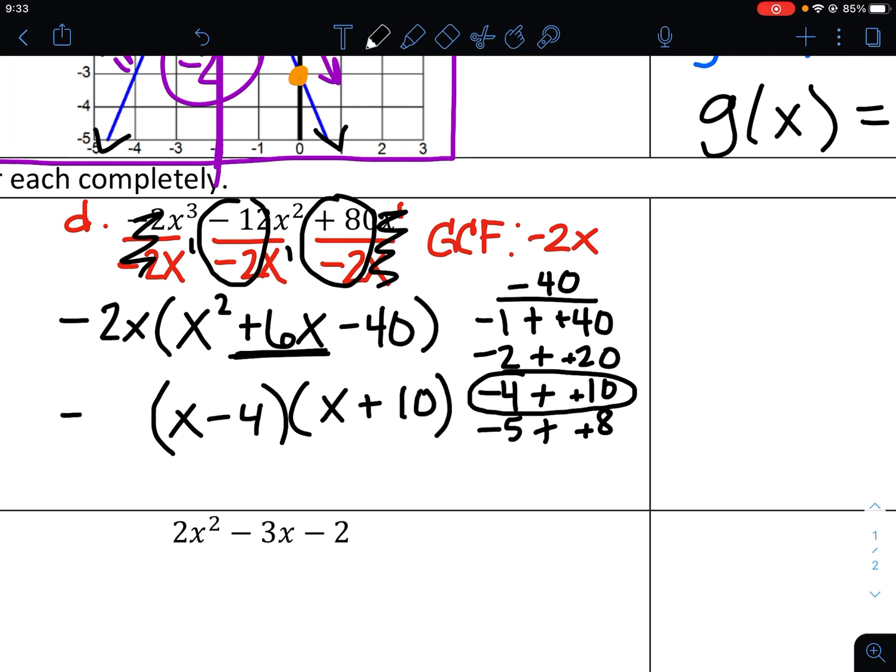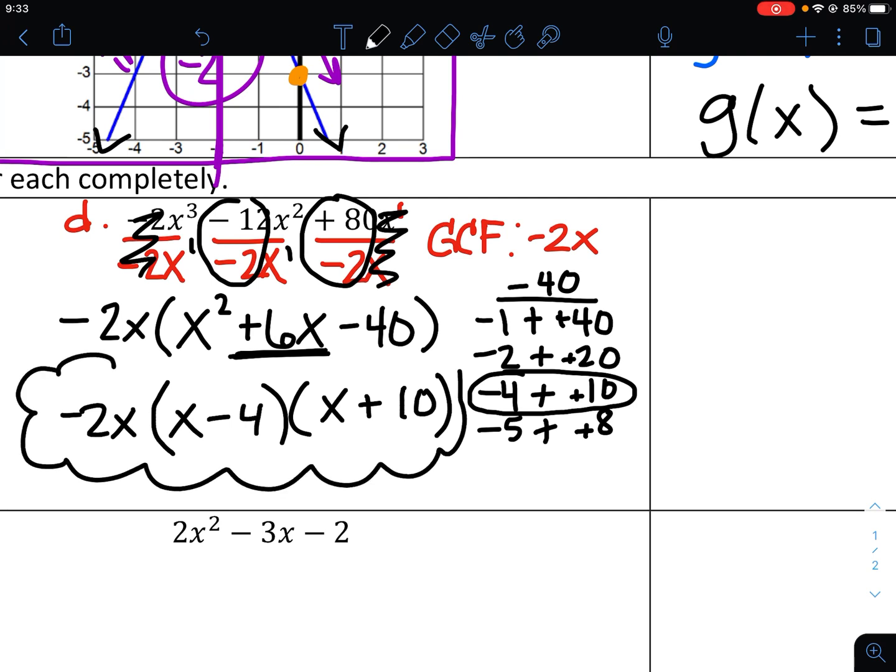But don't forget that that negative 2x hasn't gone anywhere. We didn't do anything with it. We're just going to bring it along with us. And this is your final factored form.